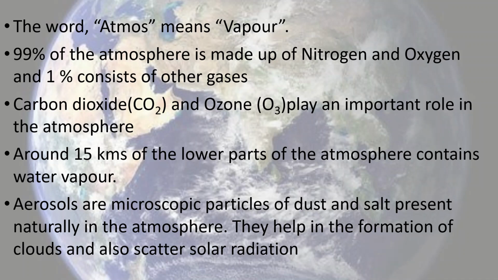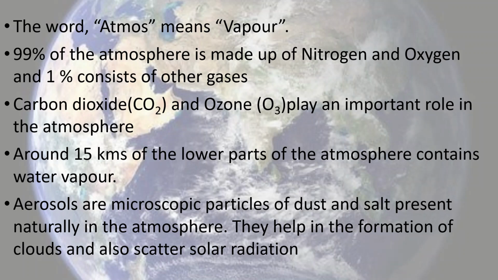So, nitrogen and oxygen makes up 99%, whereas only 1% are other gases. Out of that, carbon dioxide and ozone plays a very, very important role. As you know very well, carbon dioxide is what helps plant life to survive. It is also responsible for global warming because it absorbs a lot of heat. Ozone protects our Earth from the harmful effects of the ultraviolet rays.